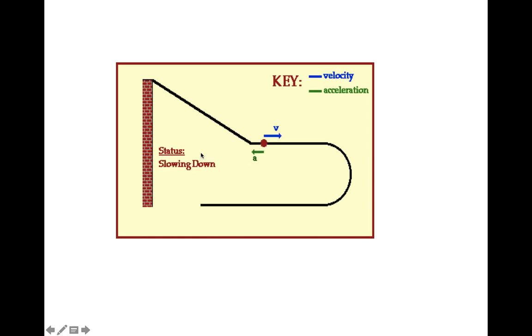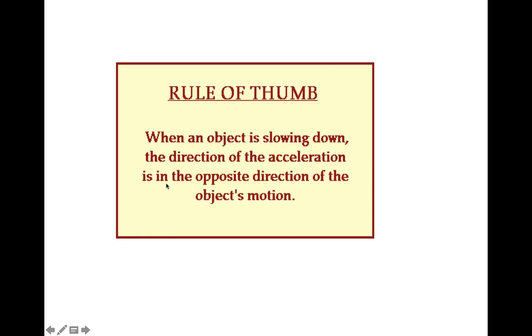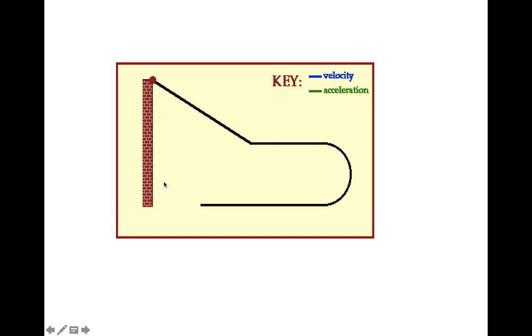Here's a diagram of velocity vectors and acceleration vectors in different times of motion. So while the object is slowing down, the direction of the acceleration is opposite the direction of motion. So here they're in the same direction, speeding up; opposite directions, slowing down.